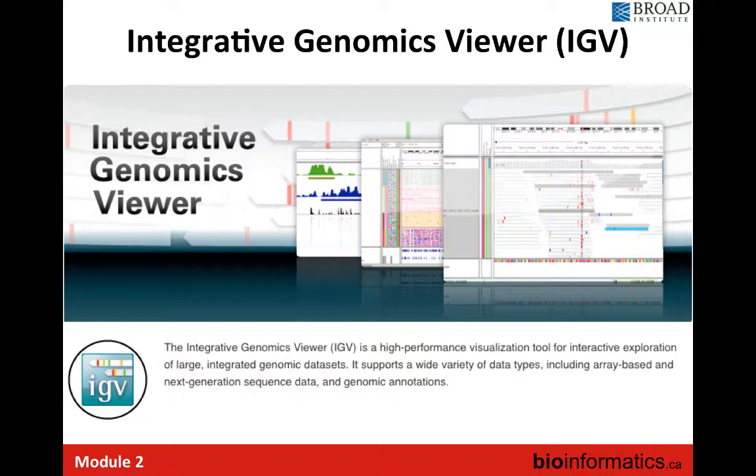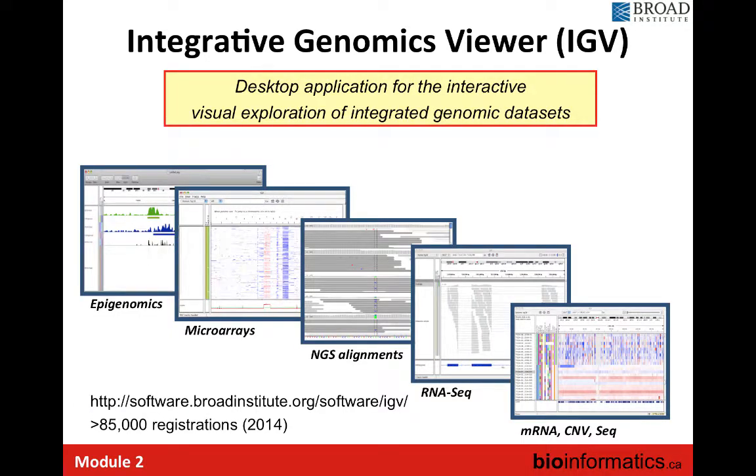So it's a high-performance visualization tool for interactively exploring large data. It supports array-based and sequencing-based data, as well as genomic annotation. So it's a desktop application for interactive visual exploration of integrated genomic datasets. You can load many different types of data in IGV, and these are a few examples, such as epigenomic tracks, histone marks, for example, and some microarray data. There is a lot of public data out there you can actually download and display like this.